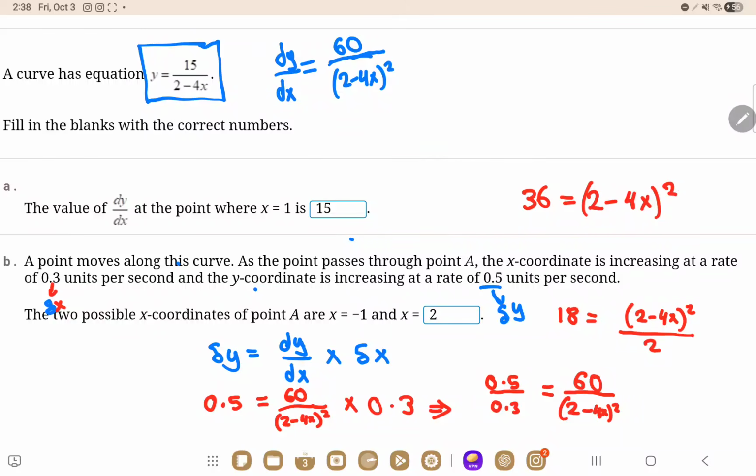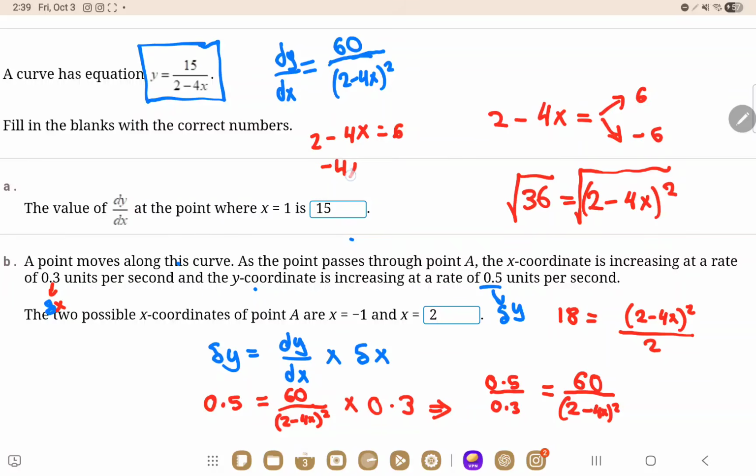Now how do we get rid of the squared? We put both sides under a radical sign. So 2 minus 4x could equal positive 6 or negative 6, because every square root is either the positive or the negative of that number. Now let's solve for x if it was 6. So 2 minus 4x equals 6 would give you negative 4x equals 6 minus 2, which is 4. Then x would equal negative 1.